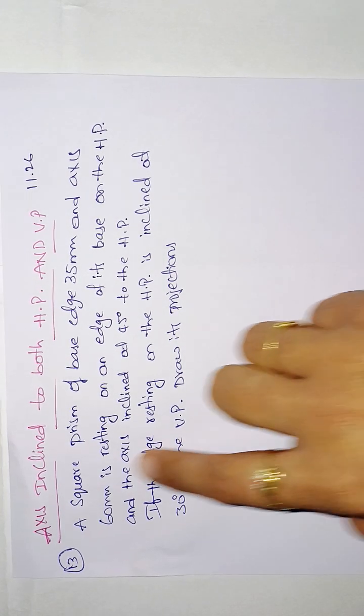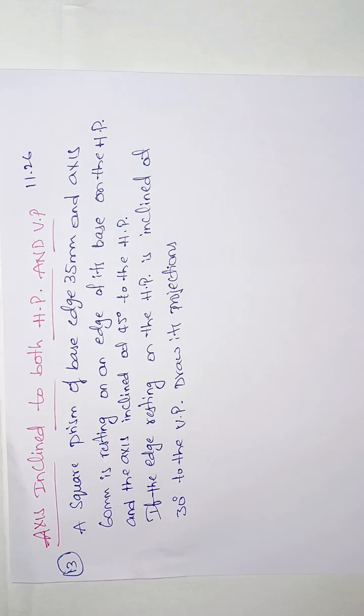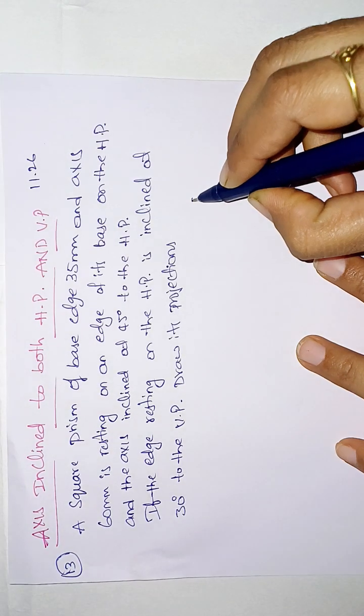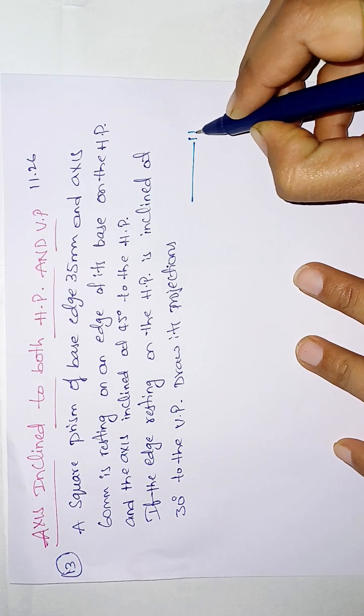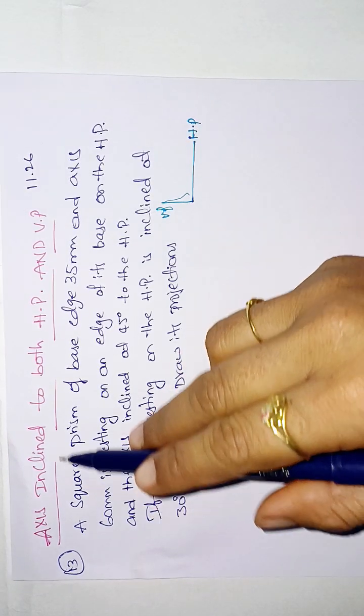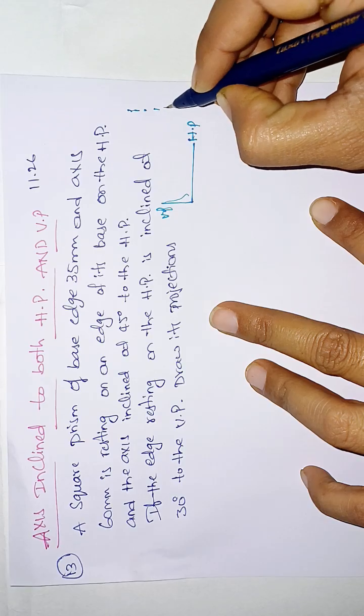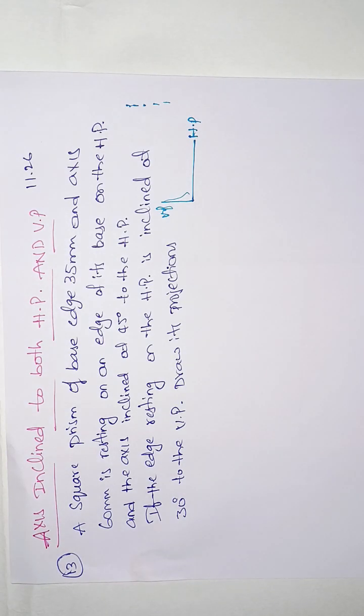So next topic is axis inclined to both HP and VP. This one is the HP plane, and this one is the VP plane. Axis is nothing but a hidden line, that is, a dotted line. So that's the axis line.